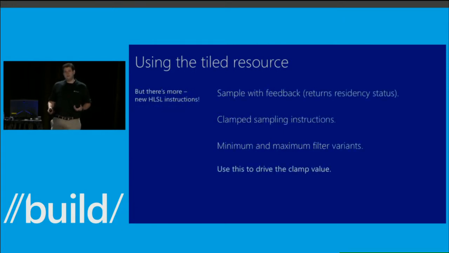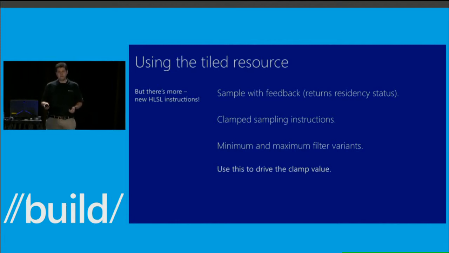For example, we've added a new sample overload that samples with feedback. And what this sample operation does is instead of a normal sample, it additionally returns to you a feedback result, which tells you whether or not the sample operation sampled from a null map tile. This is useful for debugging your residency management system, for example. We have also added a clamped sample instruction.